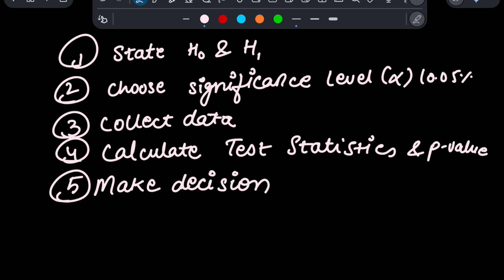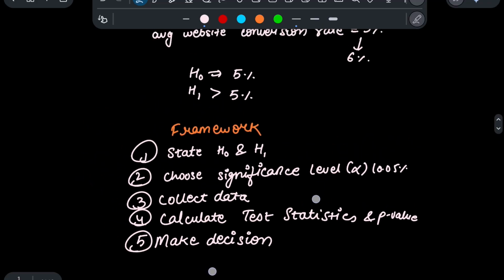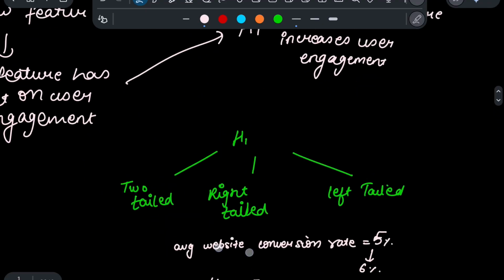So hypothesis testing is not about proving something true. It's about checking whether we have enough evidence to reject the default assumption, okay. So with this, I end this day of 20 days of statistics. This was all about day 16 of the 20 days of statistics course.